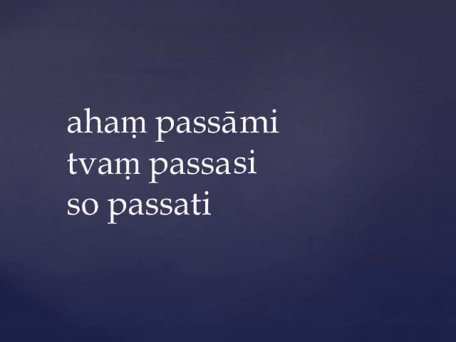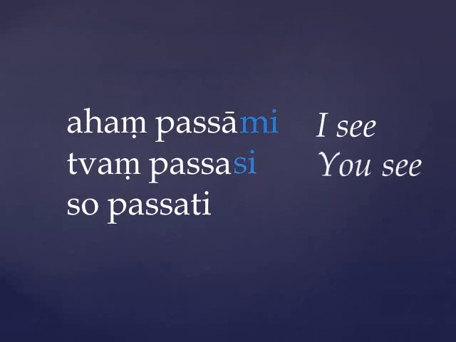In Pali, the ending of the verb changes along with the subject. So, for instance, when the subject of a present tense verb is in the first person, the ending is -mi. And when in the second person, it ends in -si, and in the third person, it ends in -ti.